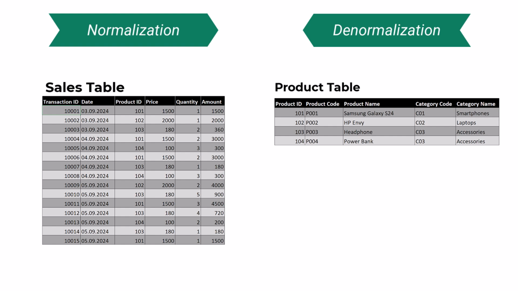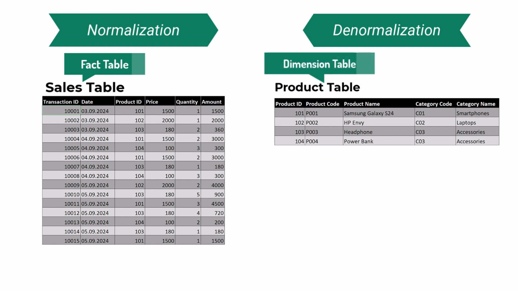In this example, the sales table is called a fact table. Fact tables store measurable and numerical data like sales quantities, sales amounts, costs, and other performance metrics. But the product table is known as a dimension table. Dimension tables contain descriptive information that gives context and meaning to the numbers in the fact table.